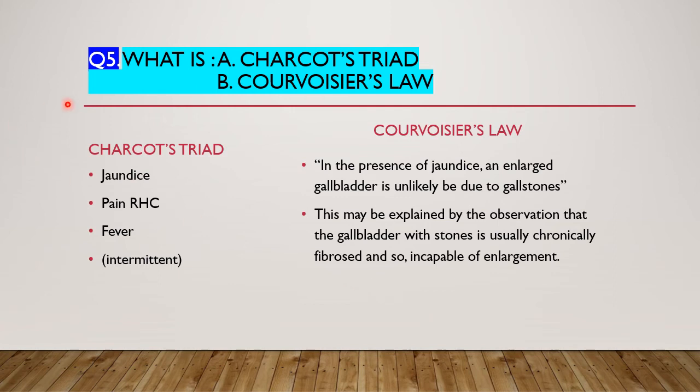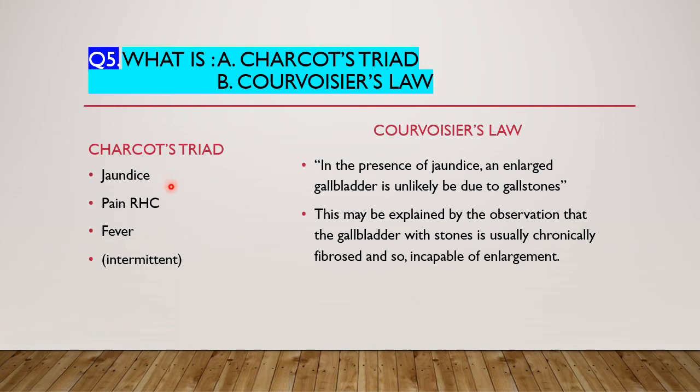The final question is, what is Charcot's triad and Courvoisier's law? Charcot's triad consists of jaundice, pain in the right hypochondrium, and fever, like in this patient. She came in with all the features of Charcot's triad. Charcot's triad is a feature of cholangitis, okay, ascending cholangitis.